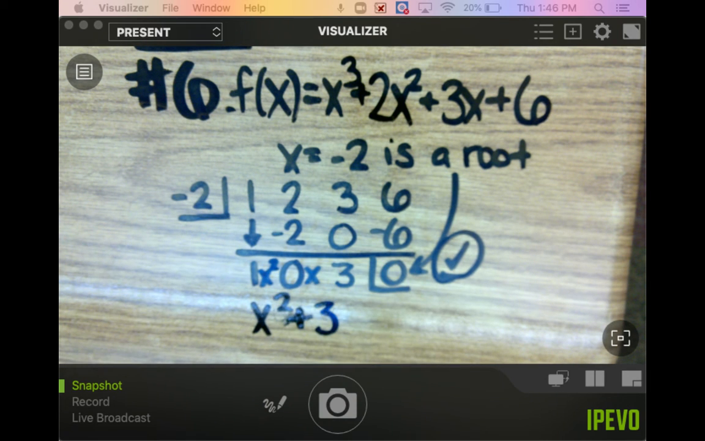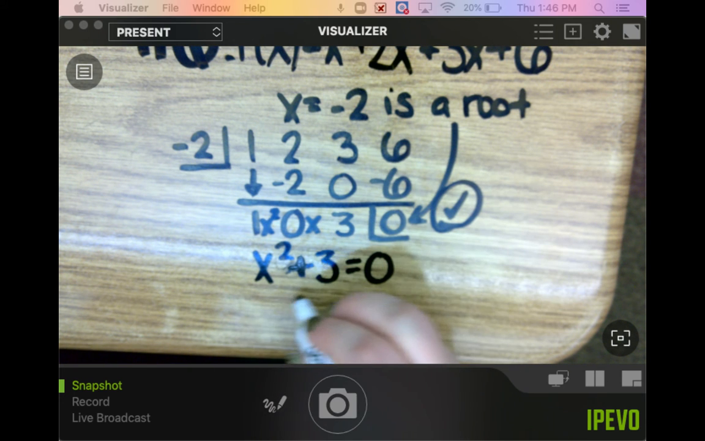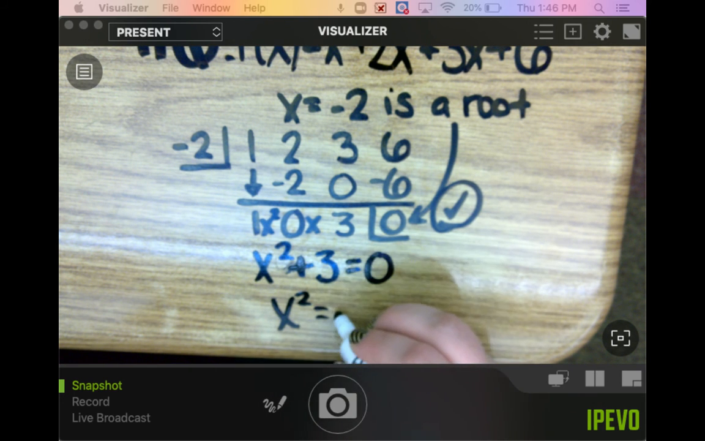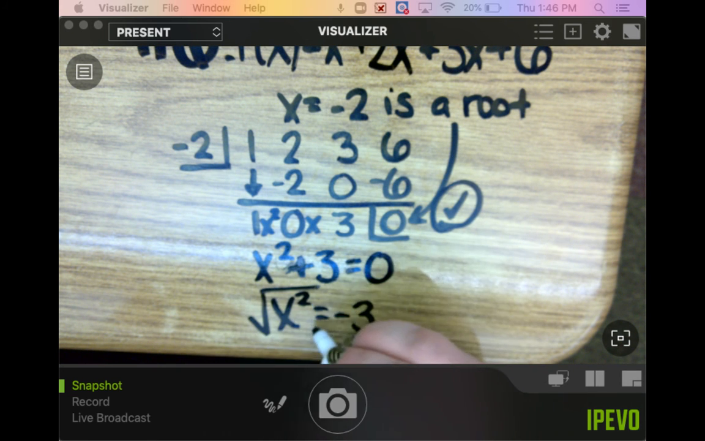And we want to set that equal to 0. So then I would subtract 3 from both sides, and I would get x squared equals -3. And then I want to do the square root on both sides to get rid of the squared.